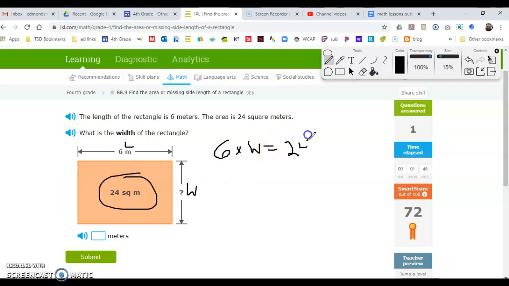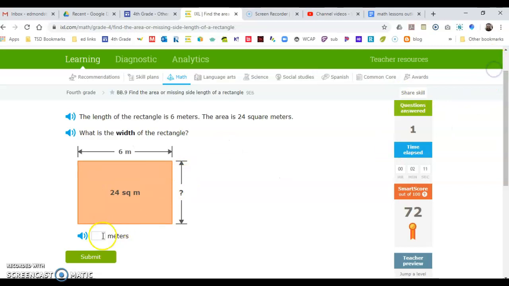This is 24 square meters. So our job is to fill in this missing algebraic equation to figure out the W. We can think of it like 6 times the number is 24, and that missing number is 4. Now this time, we're not counting square units, we're counting the length of this side. So this right here would be 4 meters. We already have the square meters right there, okay? So our missing side is 4 meters.